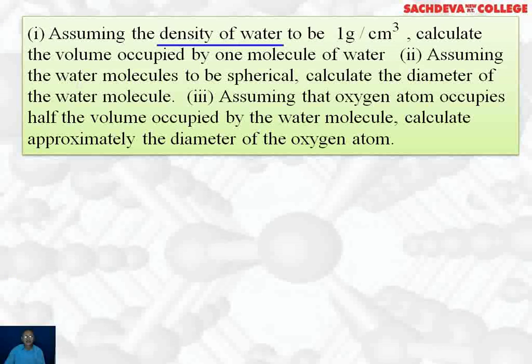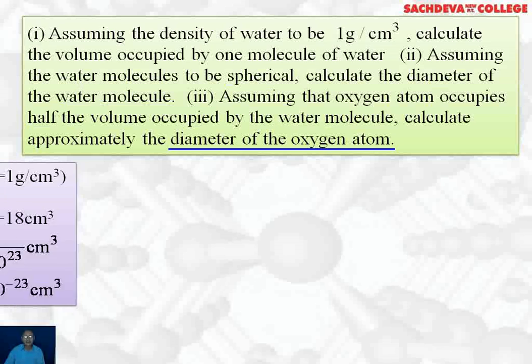Assuming the density of water to be 1 gram per centimeter cube, calculate the volume occupied by one molecule of water. Assuming the water molecules to be spherical, calculate the diameter of water molecule. And assuming that oxygen atom occupies half the volume occupied by water molecules, calculate approximately the diameter of oxygen atom.